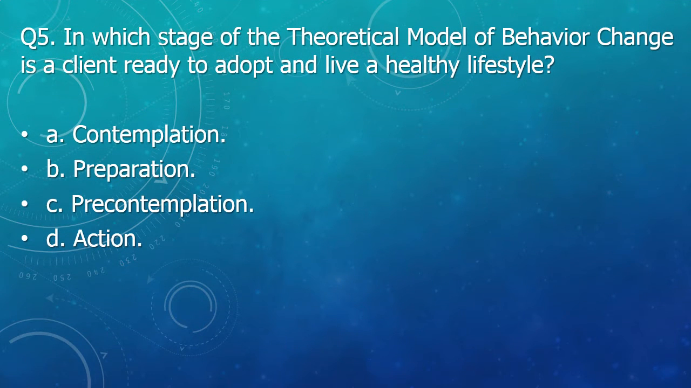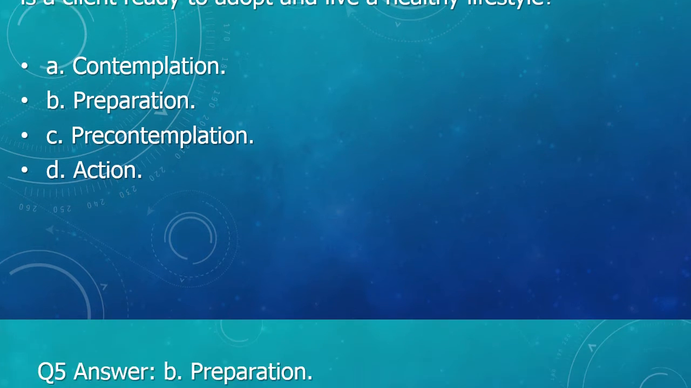Question 5. In which stage of the theoretical model of behavior change is a client ready to adopt and live a healthy lifestyle? A. Contemplation. B. Preparation. C. Pre-contemplation. D. Action. Question 5 answer, B. Preparation.